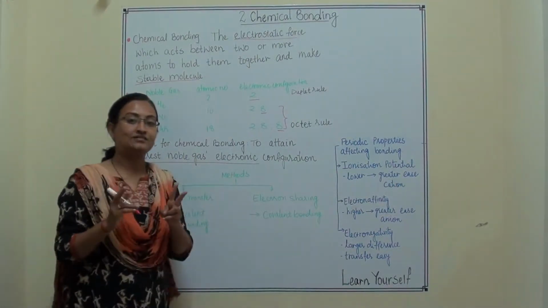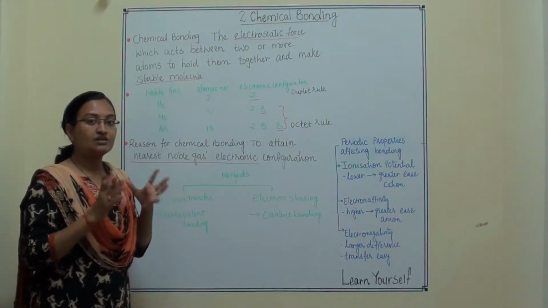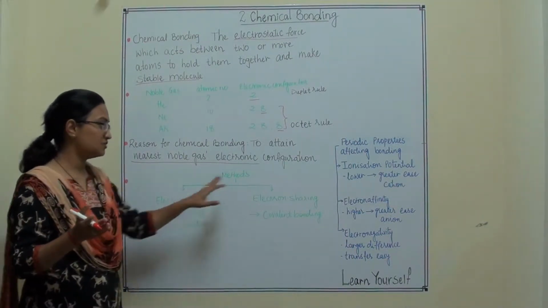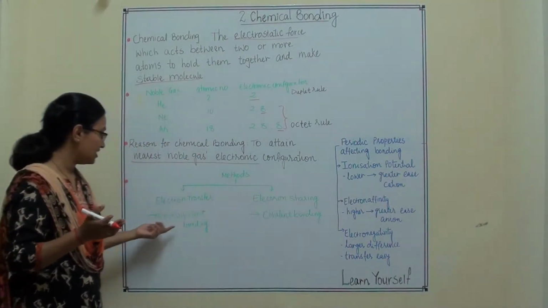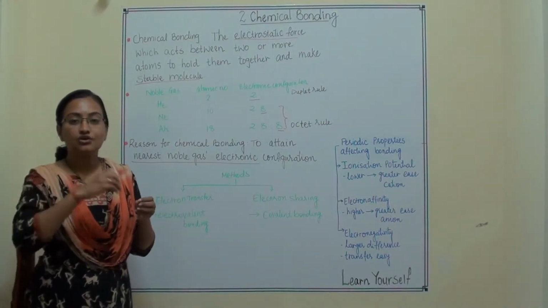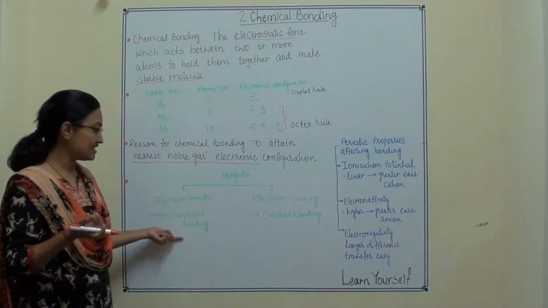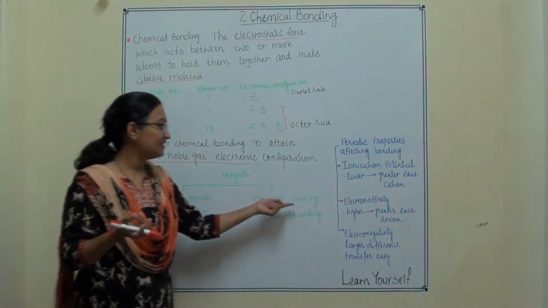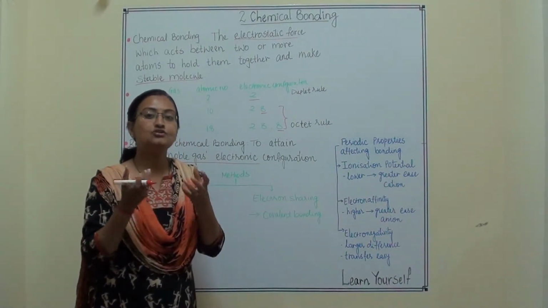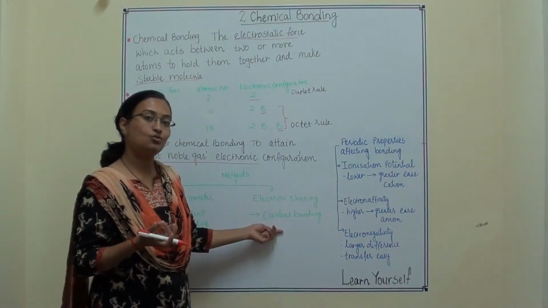Now there are two methods for chemical bonding; atoms will go via two methods to form a chemical bond. One is electron transfer, the other is electron sharing. Electron transfer means the complete transfer of electrons will take place between two atoms, so it is known as electrovalent bonding. And electron sharing means the electrons will be shared between two or three atoms and they will form a molecule. It is known as covalent bonding.